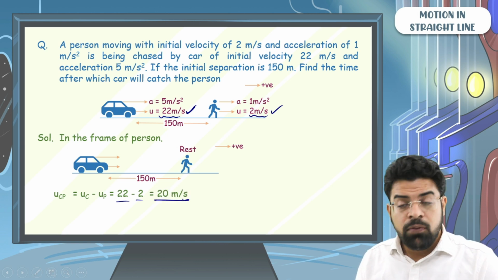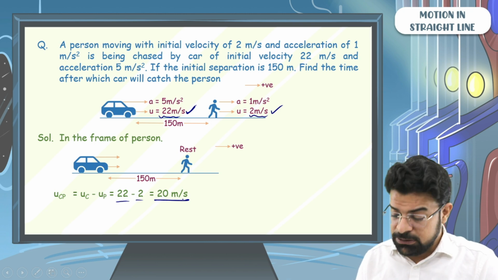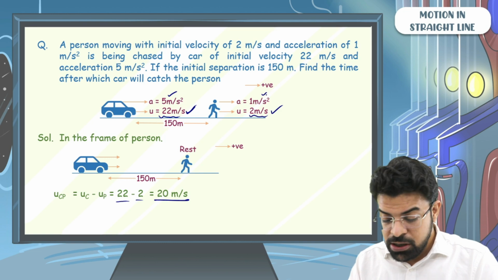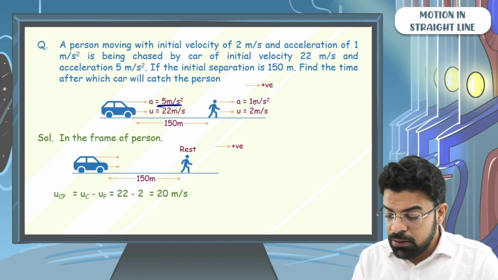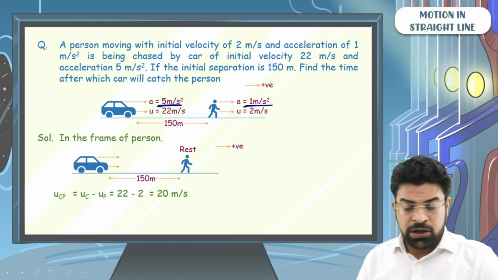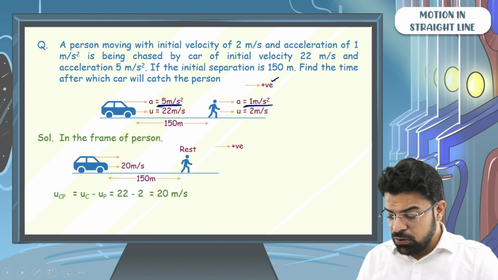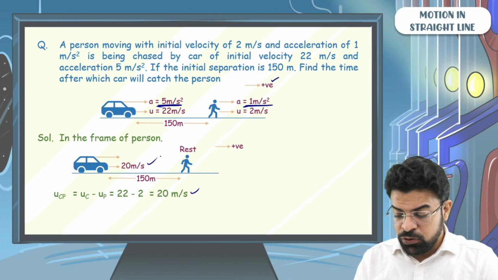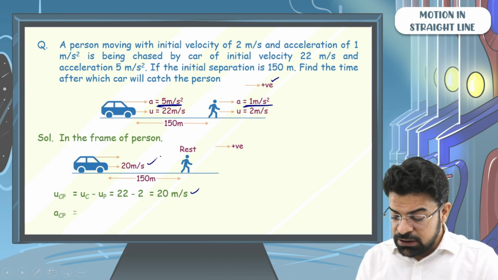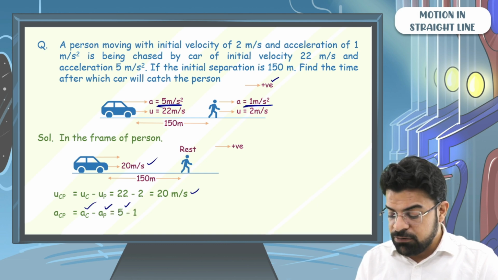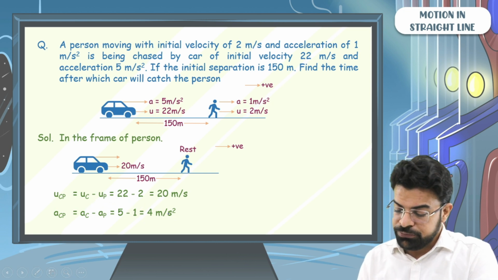Next, what will be the acceleration of the car with respect to the person? Acceleration of the car with respect to the person equals acceleration of the car minus acceleration of the person, and both are in positive direction, so we substitute both as positive. That will be 5 minus 1, which is equal to 4 meter per second square.